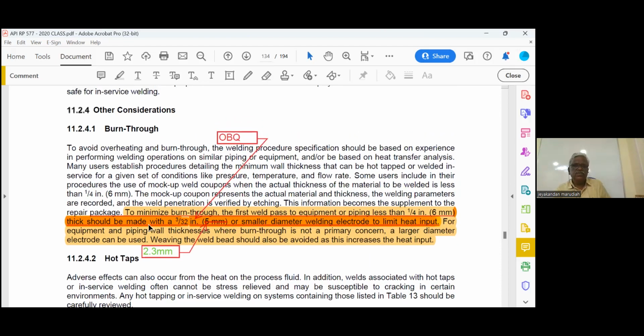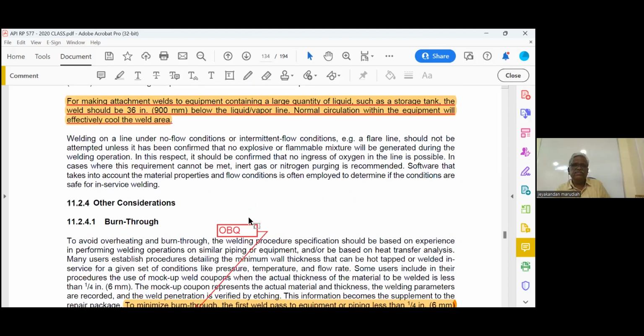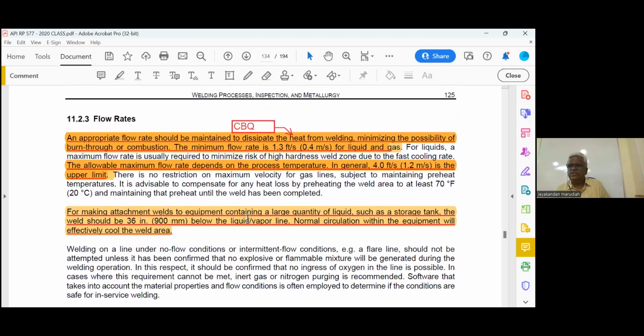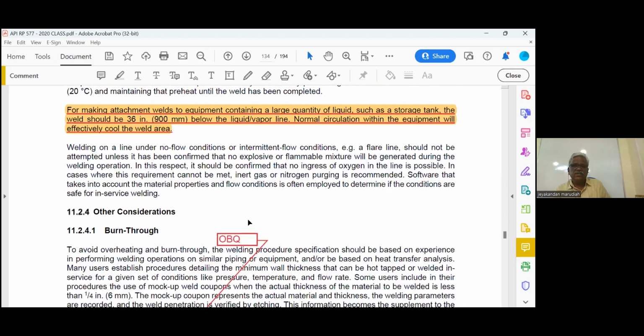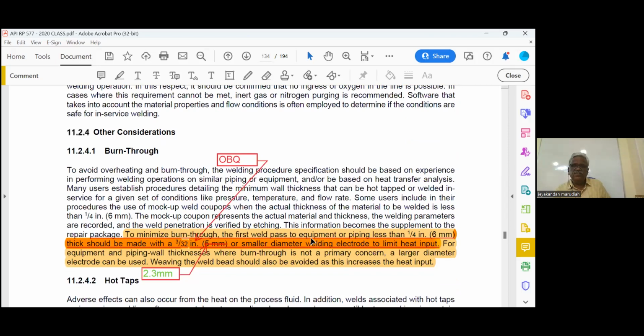Then burn through, this is very important. To minimize burn through, the first, same page. Okay, closed book question. To minimize burn through, the first weld pass on equipment piping less than 6 mm should be made with 3/32 inch. There is a mistake here. It is not 5 millimeter. 3/32 is equal to 2.3 mm. Cut and write 2.3, or smaller diameter electrode to limit the heat input.